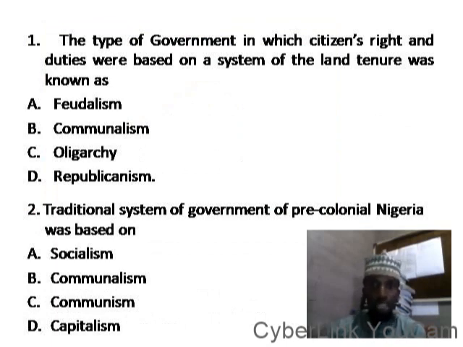The first question says, the type of government in which citizens' rights and duties were based on the system of land tenure was known as: A, feudalism; B, communalism; C, oligarchy; D, republicanism. The correct answer to the question is feudalism. It is where land ownership and control define the status of the citizen.